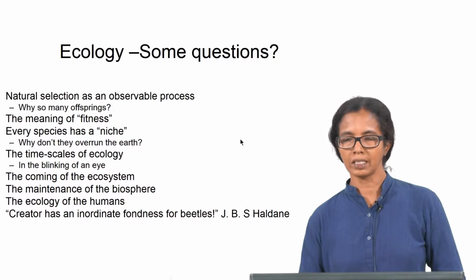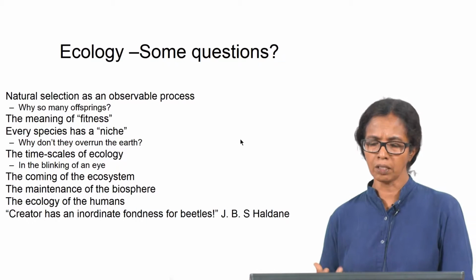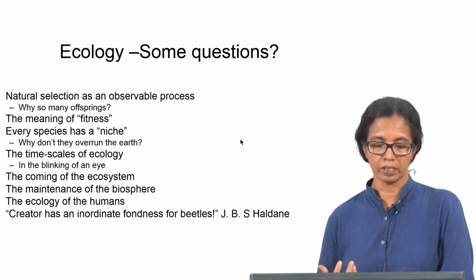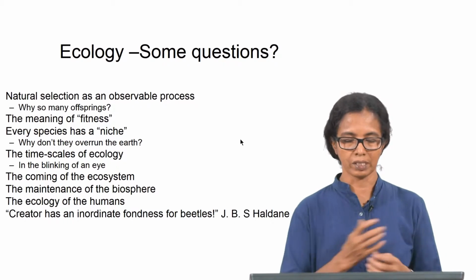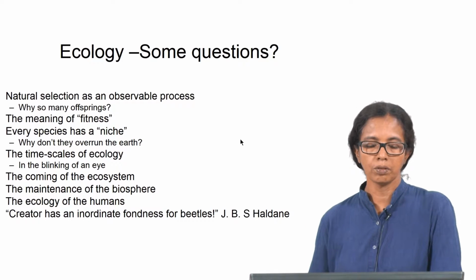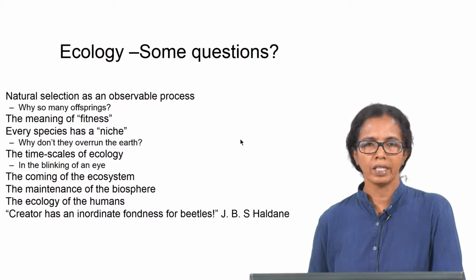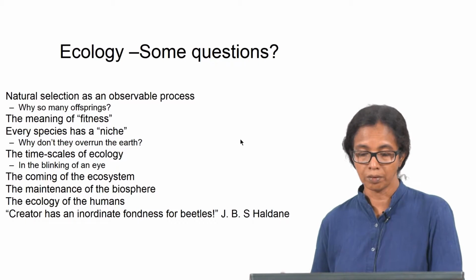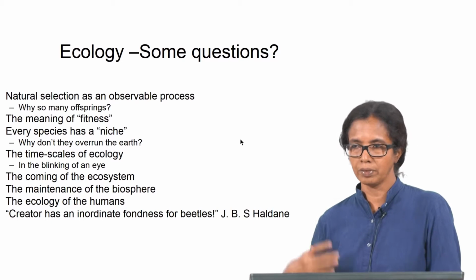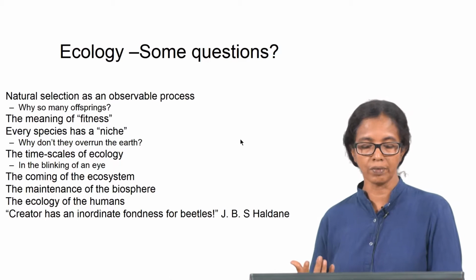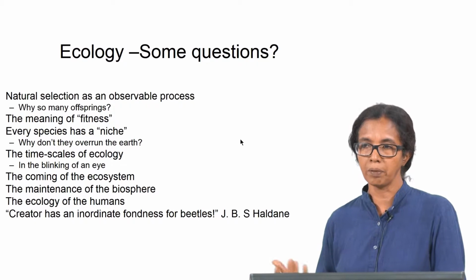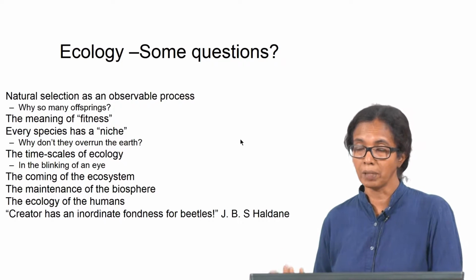So, some of the questions that come up in ecology: is natural selection an observable process? Is it visible to us? We all hear that there is what is known as a natural selection process. So, the question is, why do many creatures, for example insects or microbes, have so many offspring, with a very high reproduction rate, and why do certain animals have multiple offspring?